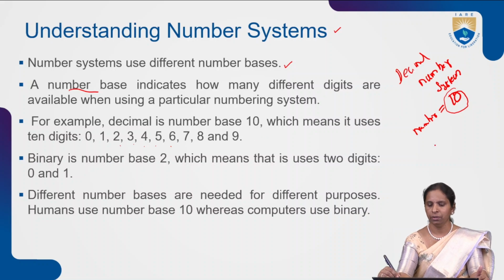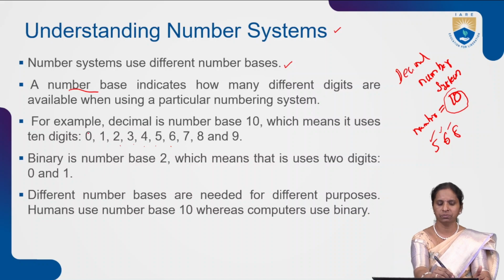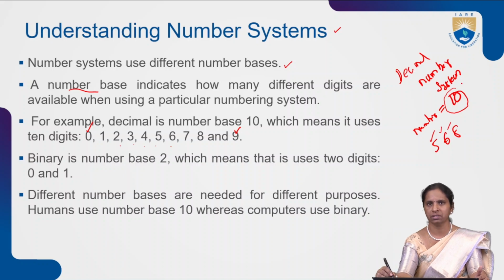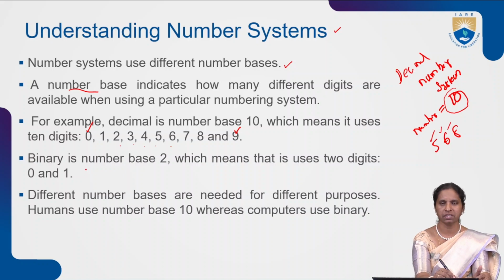For example, if you have the number 568, out of these 10 digits, how many digits are used here? 5, 6, 8 only. It means the numbers are formed only with digits from 0 to 9. That is the decimal number system.